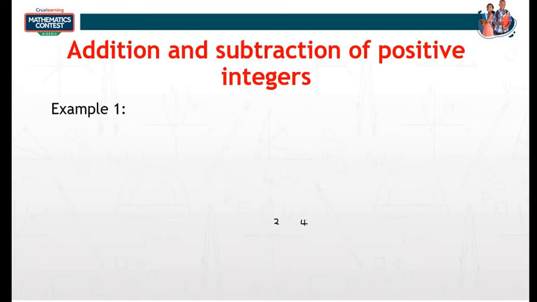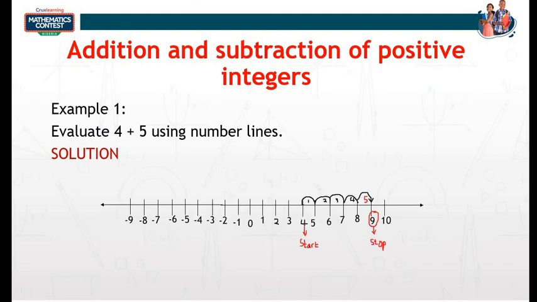We are looking at addition and subtraction of positive integers. How do we subtract and add positive integers? Okay. So here we have 4 plus 5, and we're going to use a number line to add. So this is what you do. You're going to start on 4, and then you move 5 steps towards the positive direction because you're adding, okay? So the plus means you're going to move towards the positive direction.